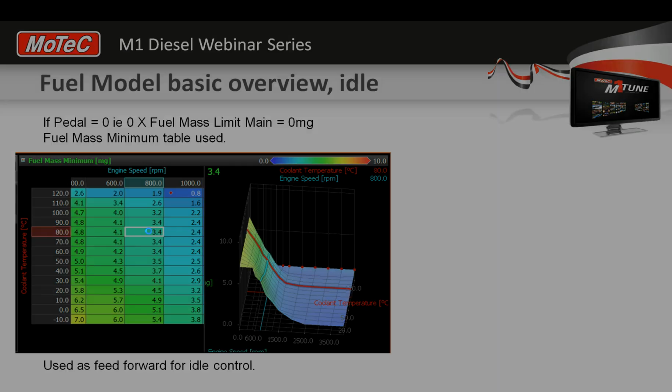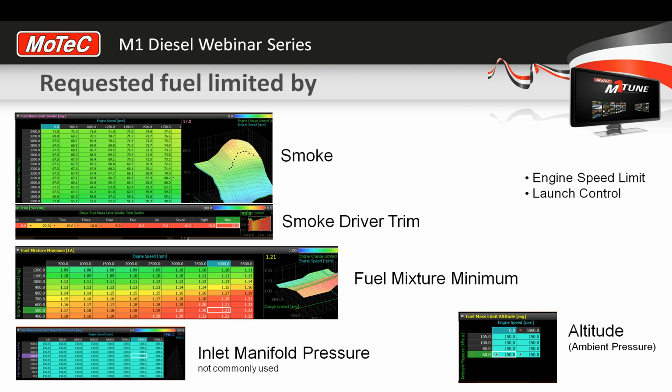Alright, stepping through the limit tables here. So here's our smoke limit table, which we spoke about. It's simply engine charge as calculated using airflow meter or engine efficiency and air temperature.